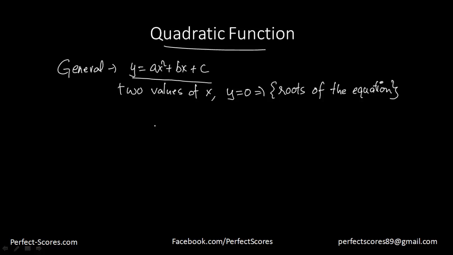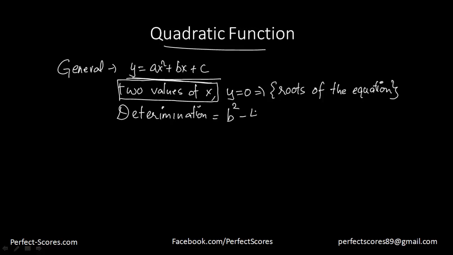There is something known as the determinant of the equation. Now what is the determinant of the equation? It determines the nature of these two values of x. So if this is the general form of a quadratic equation, the determinant is going to be b square minus 4ac, right?